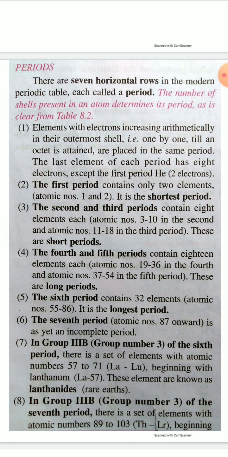In group 3B, or group number 3, of the sixth period, there is a set of elements with atomic numbers 57 to 71, that is lanthanum to lutetium, beginning with lanthanum. The symbol of lanthanum is La, and its atomic number is 57. These elements are known as lanthanides or rare earth elements.